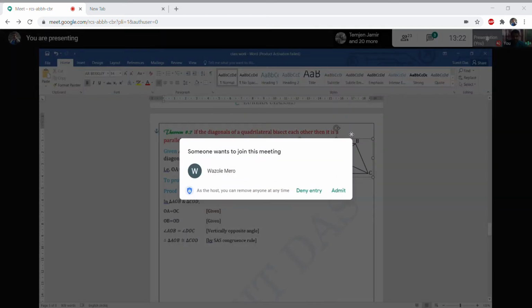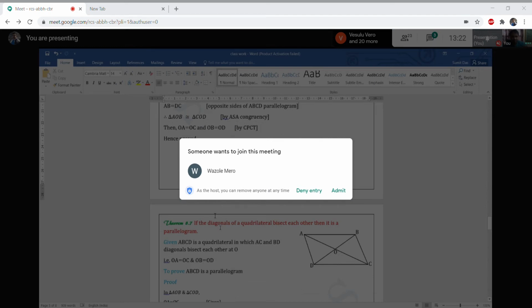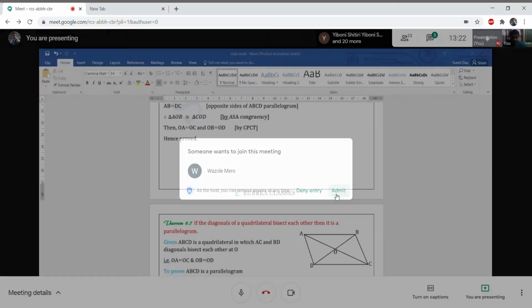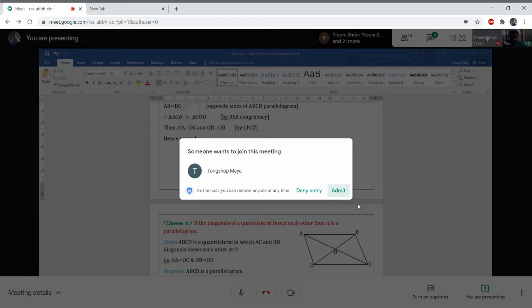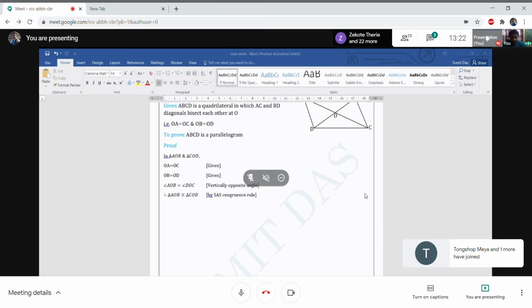If you remember the last theorem 8.6, just for the matter, I'm reading it out once again: the diagonals of a parallelogram bisect each other. That was our 8.6. So this 8.7 is the converse of that theorem 8.6. Here we have to prove for a quadrilateral, if the diagonals bisect each other, then it will be a parallelogram.